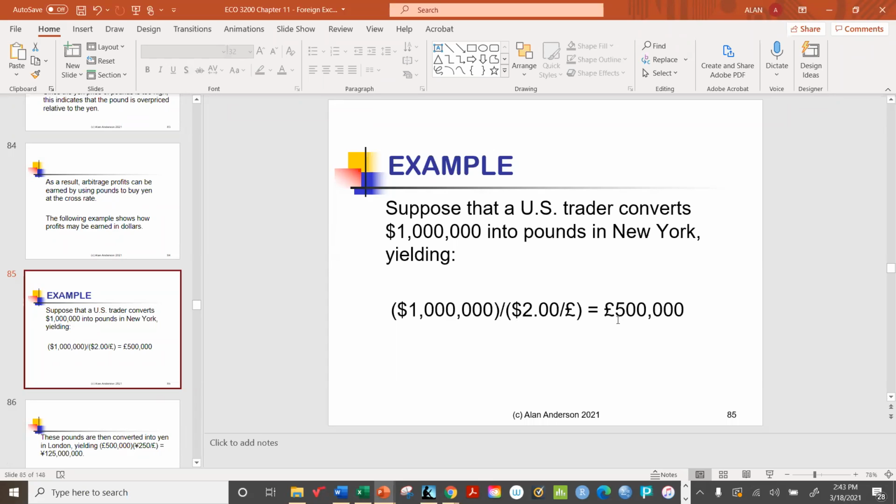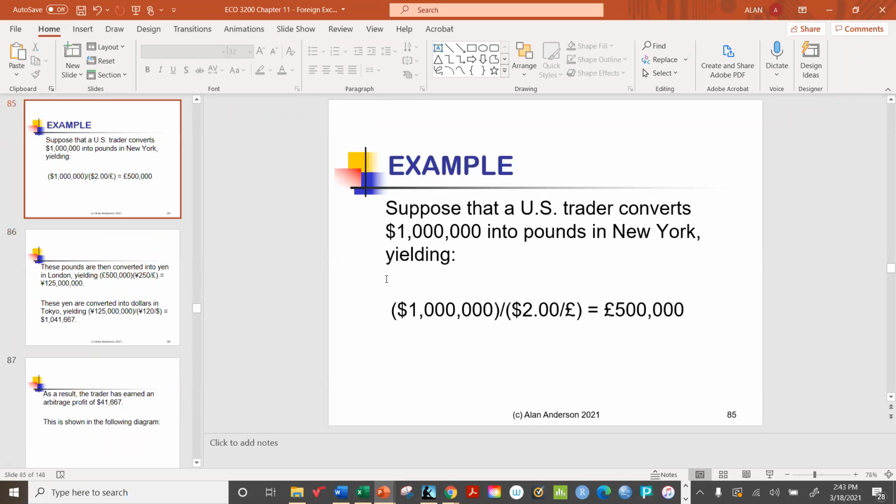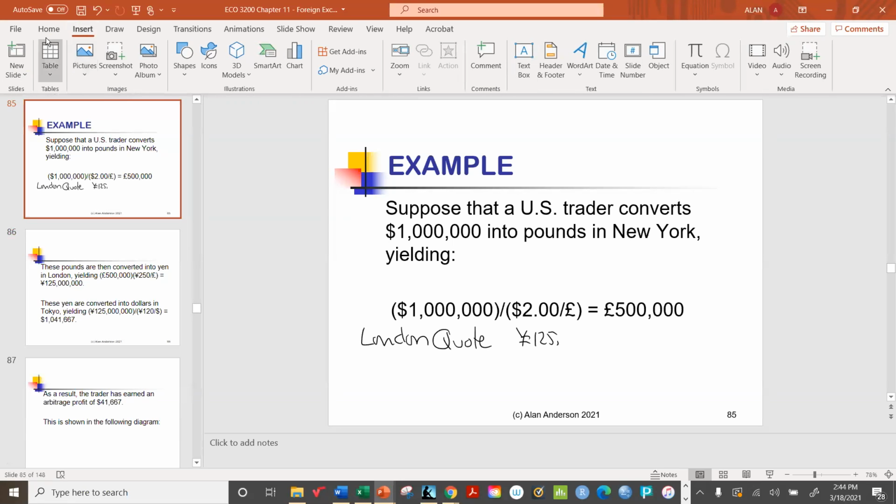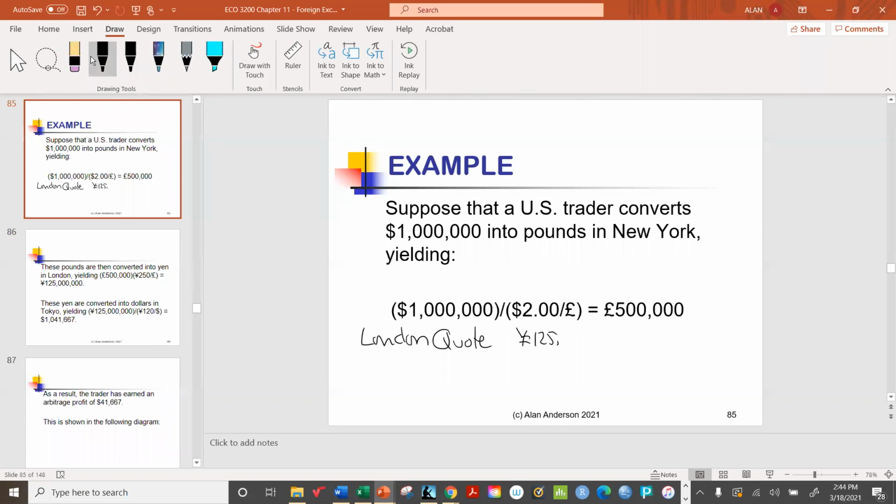We'll say, listen, why don't we buy pounds? All right, so we've got pounds. Our $1 million is worth 500,000 pounds. What do we do with our 500,000 pounds? We're going to use them to buy yen. Now, this is the interesting part. The quote that we were given in London says that we'll give you 125 yen for every pound that you bring us. That's what that quote actually means. Each pound that you bring to us, we will give you 125 yen.